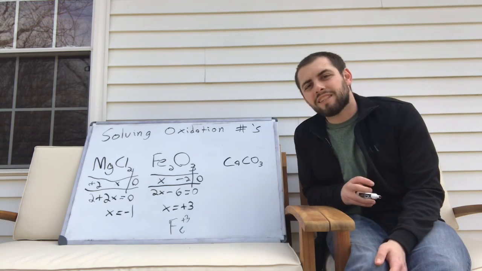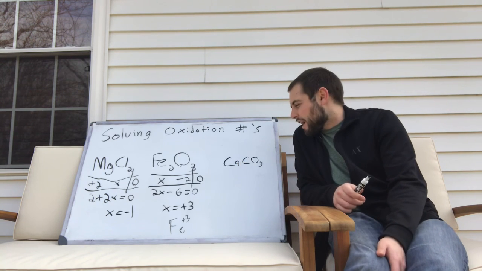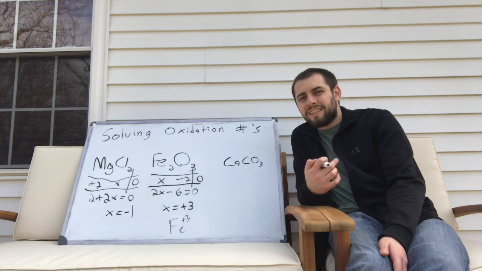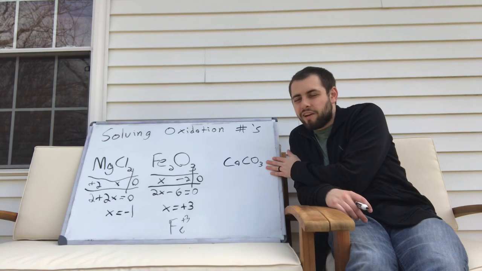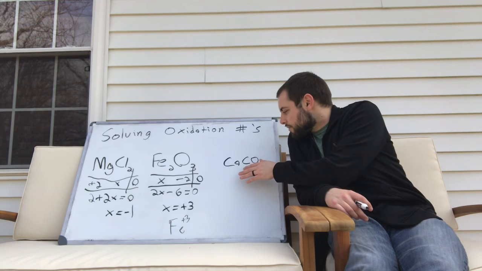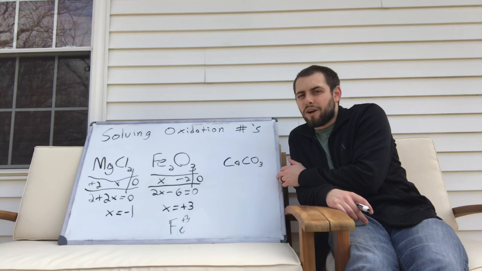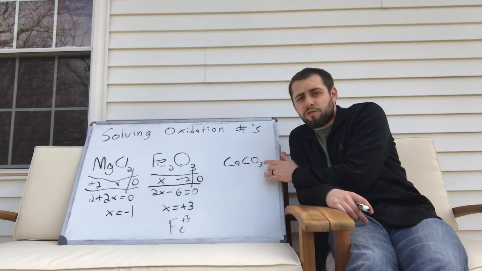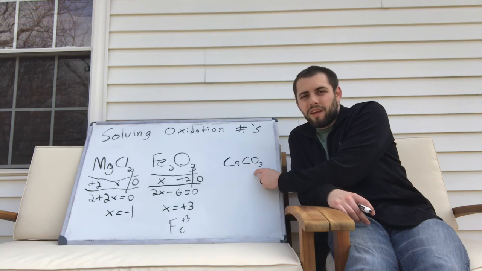Moving into my last example here, this is calcium carbonate. It actually has a common name too. It's called calcite. This is found in limestone a lot. We've got a whole bunch of this here in Indiana. Solving the oxidation states for calcite, for calcium carbonate. I'm going to have 3 answers this time. 1 for calcium, 1 for carbon, and 1 for oxygen.